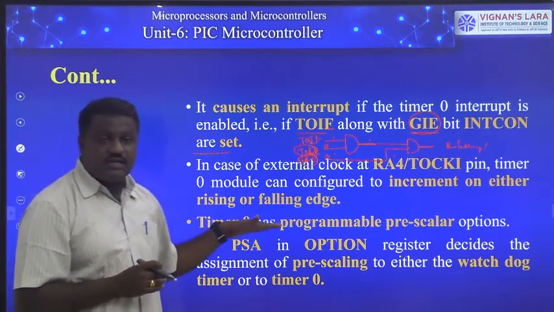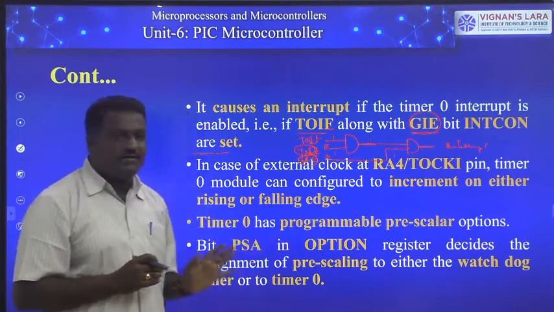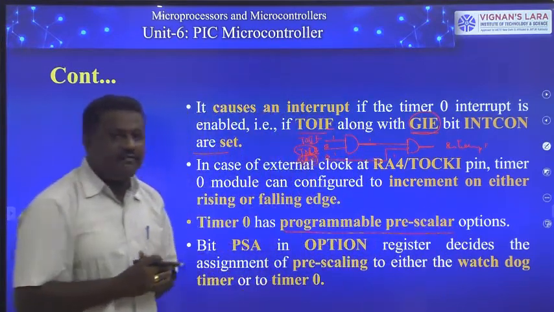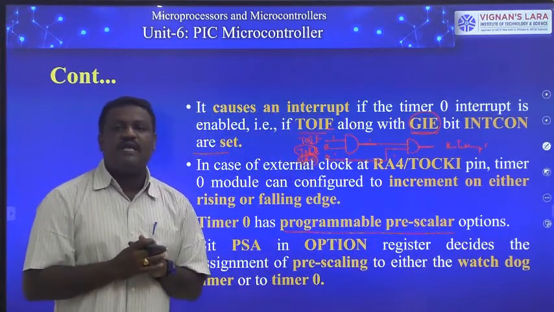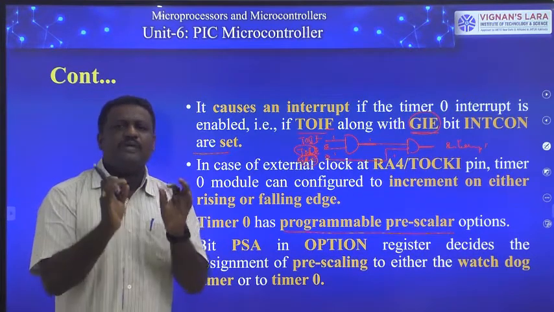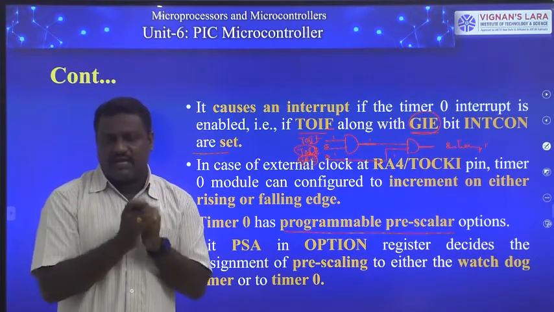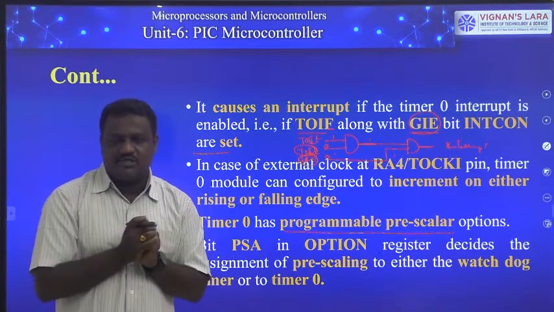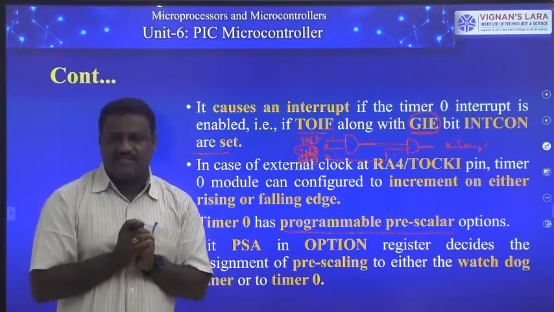Timer 0 has a programmable prescaler option. That is very important, friends. Timer 0 has a programmable prescaler option. That means by using the 8-bit timer, it can count a maximum of 256 counts, because 2 power 8 is equal to 256.